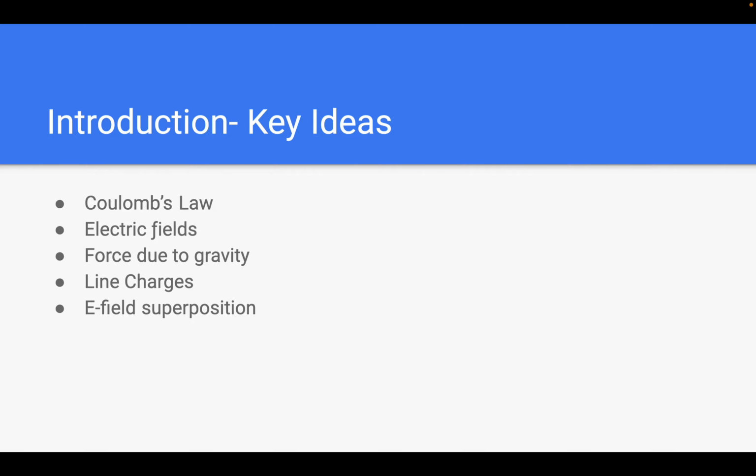Alright. So beginning, there are some key ideas that we need to know, including Coulomb's law, which is going to help us find the electric fields, and then actually knowing how electric fields work, the force due to gravity, which we will need because of the hanging tape. We'll need to know the gravity of that and how it's affected, and then line charges, because that's how we're going to calculate all of the data in this experiment instead of doing point charges, and then electric field superposition, because basically line charges is getting all the point charges and adding them all together. So that's why we're going to need that, because we're going to have to add up all the E fields together.